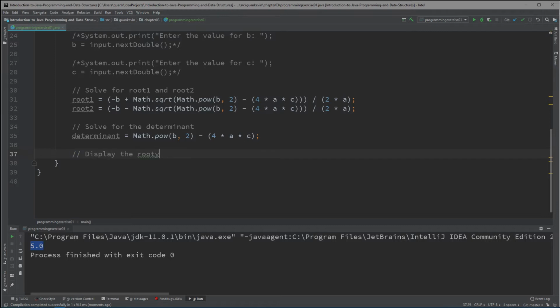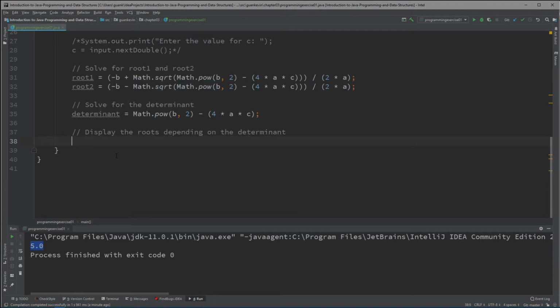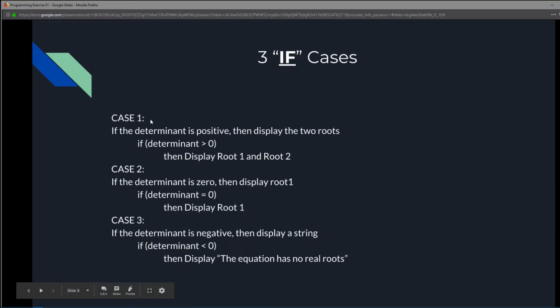And finally, display the roots depending on the determinants. Now here is of course what we came for. What we have learned in chapter 3, the if case, right? The operators, the if statement, the switch, but we're not going to be using the switch case right here. We'll just be learning about the if. Now remember, we have 3 possibilities. They are basically if the determinant is positive, or if it's greater than 0, then display root 1 and root 2. I'm going to start with that.